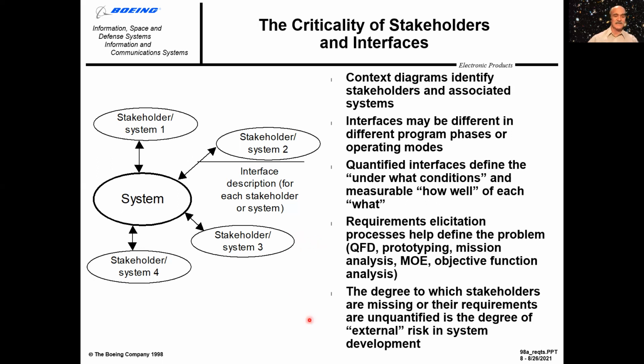What is important to realize is that the degree to which critical stakeholders are missing or their requirements are unquantified generates a degree of external risk in the system development. Even if we do everything exactly right in the system development, if we're missing a stakeholder and something they care about, and we find out about it at the end, we just created a very large programmatic feedback loop to fix the system because we forgot about a measure of effectiveness, a certain function, an associated system, because we forgot about a stakeholder. So this identification of stakeholders and the things they care about and associated systems and their interfaces is what's critical about getting to completeness of requirements.